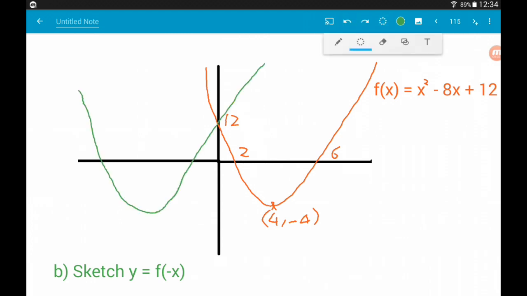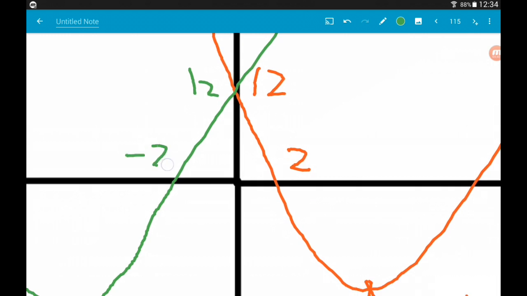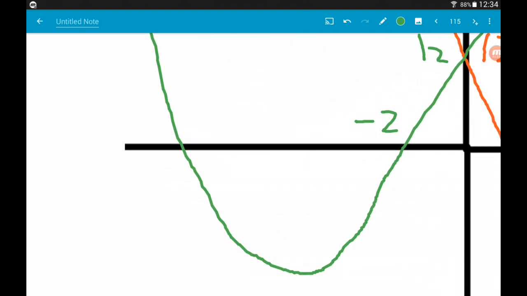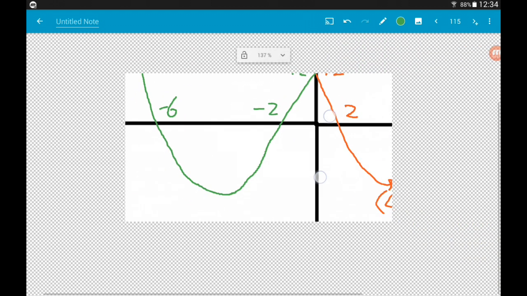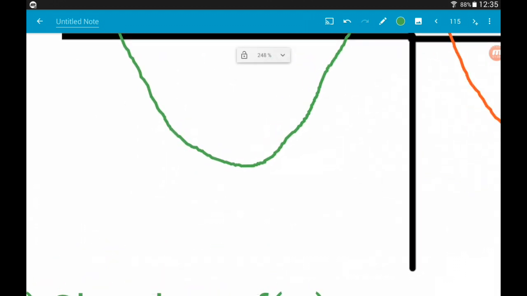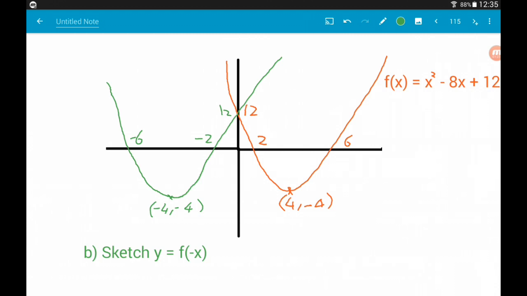So, if we label the points, we're going to have exactly the same y-intercept. So that's still 12. This x-intercept is going to be minus 2 this time. And this one that was 6 is going to be minus 6. Now the minimum is going to have exactly the same y coordinate, but the x coordinate has been mirrored. So instead of 4, it's now minus 4. So the minimum has coordinates minus 4, minus 4. So that's our graph of y equals f of minus x. Good times. Let's look at a cubic.